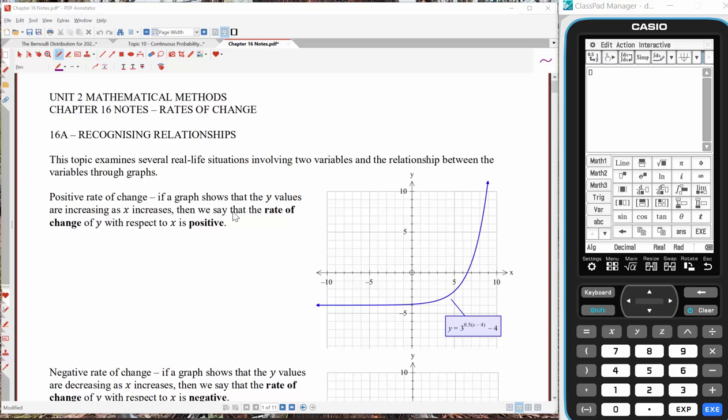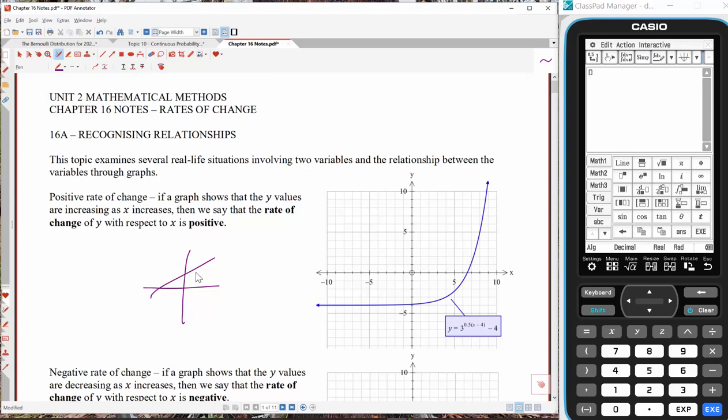All right, well, what can we see about it? Well, what we want to note now and start to talk about is its rate of change, and it's always got a positive rate of change. How do I know? If a graph shows that the y values are increasing as x increases, then we say the rate of change of y with respect to x is positive. Now, at a base level, think about that as like the linear graph, that it's got a positive gradient. This one here has also got a positive gradient for all values of x.